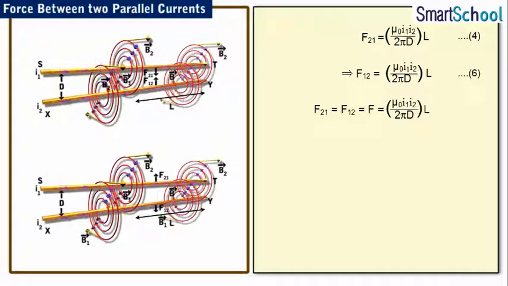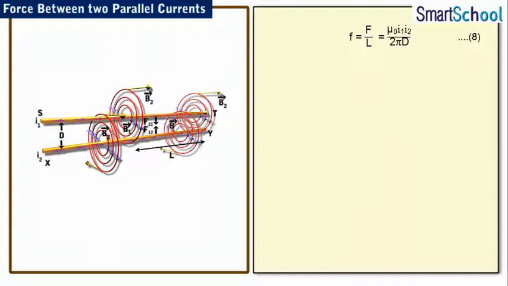Thus, the magnitude of the force F between two parallel conductors of infinite length L separated by distance d, carrying currents I1 and I2 respectively, is equal to mu naught I1 I2 by 2 pi d into L. Let us label this as equation 7. Therefore, the force acting per unit length of the conductor, F by L, is equal to mu naught I1 I2 by 2 pi d. Let us label this as equation 8.